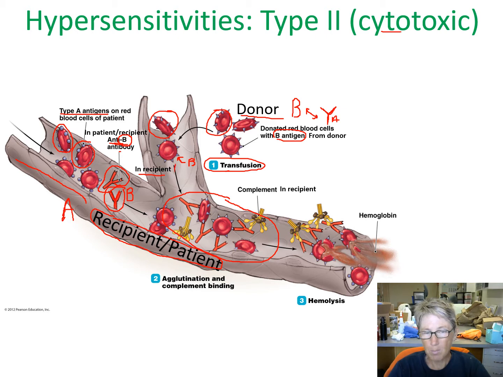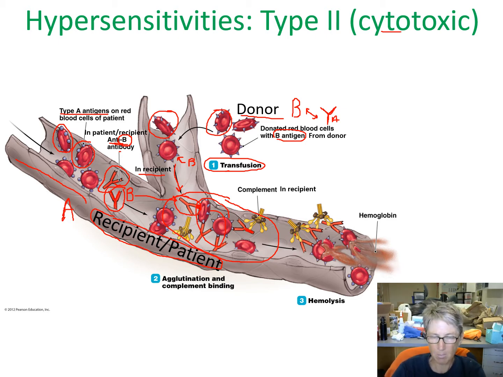The donor red blood cell comes in with B antigens. The recipient has blood with B antibodies in it, and look what happens. Uh-oh. The anti-B antibodies, which is shown here, bind to the B antigens on the donor's red blood cells, and then you get this clumping or agglutination, and then you have complement binding to this Fc portion on the activated antibody, and then the complement cascade ensues.